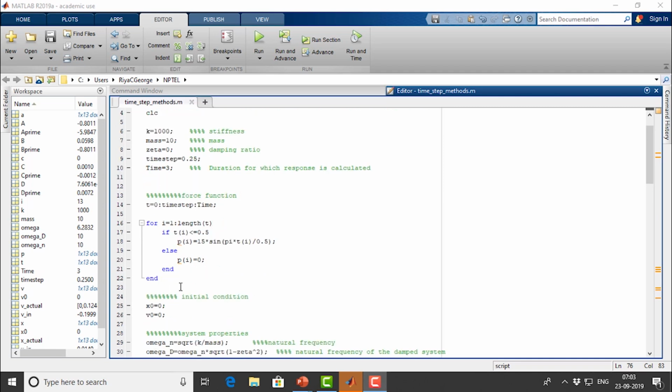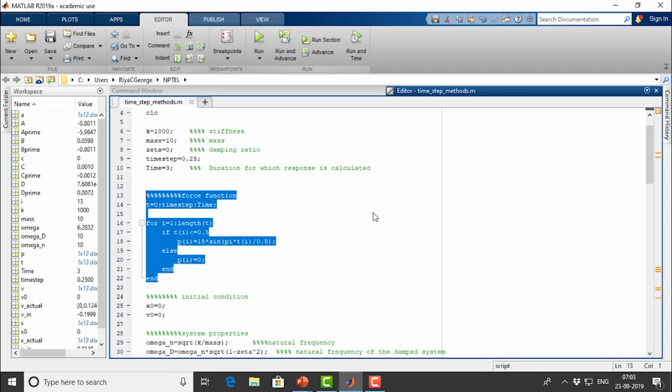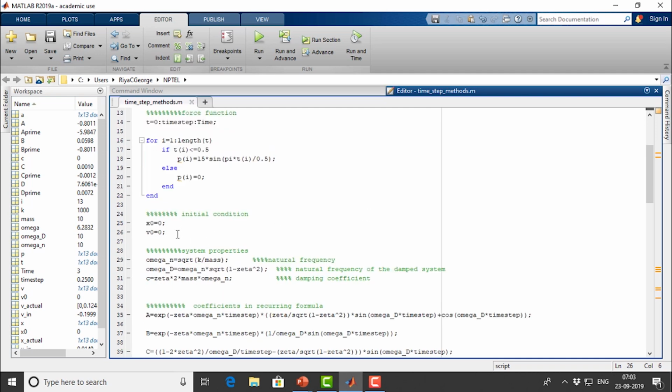So this is how the forcing function is written. For each time instant, the value of the forcing function can be calculated as 15 times sine pi t by 0.5. So this is what was given in the example as the forcing function. When the time is more than 0.5, the force is 0. Then I have chosen the initial conditions, that is the value of displacement and velocity at time equal to 0. So I have chosen 0 initial conditions.